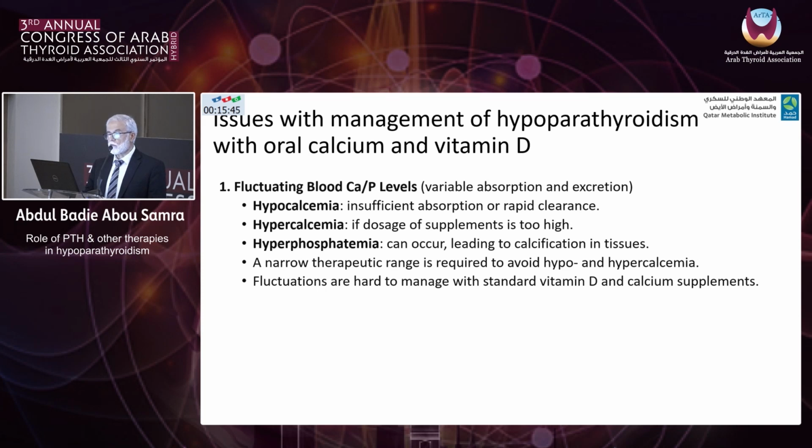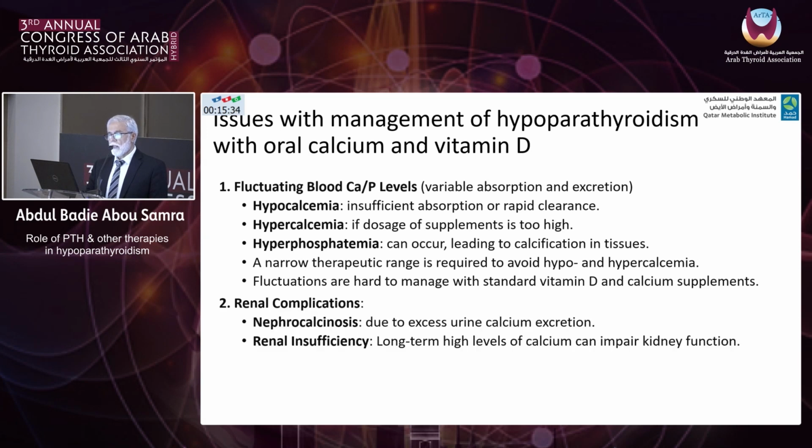Hyperphosphatemia, if not treated to target. We have a narrow therapeutic range which is required to avoid hypo and hypercalcemia, and fluctuations are hard to manage. And we also have renal complications. Because of the excess of phosphorus and sometimes calcium, we get a lot of calcium in the urine.